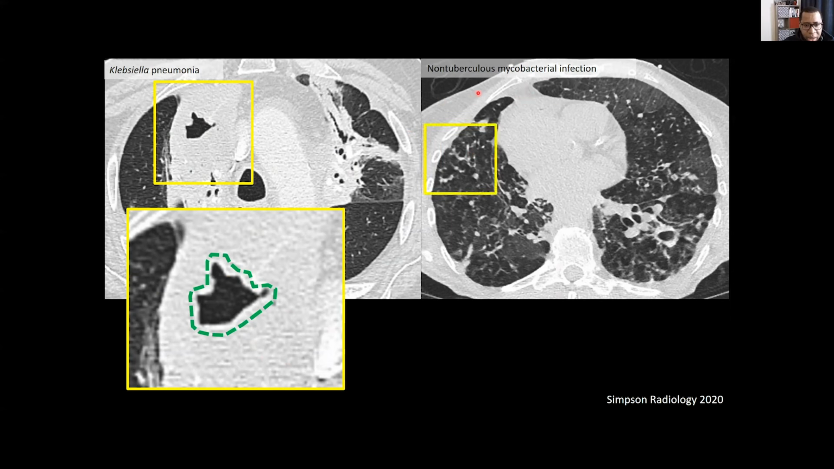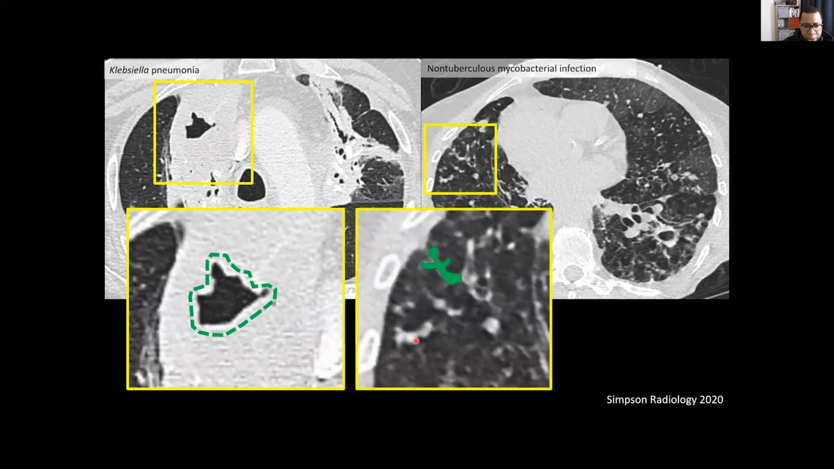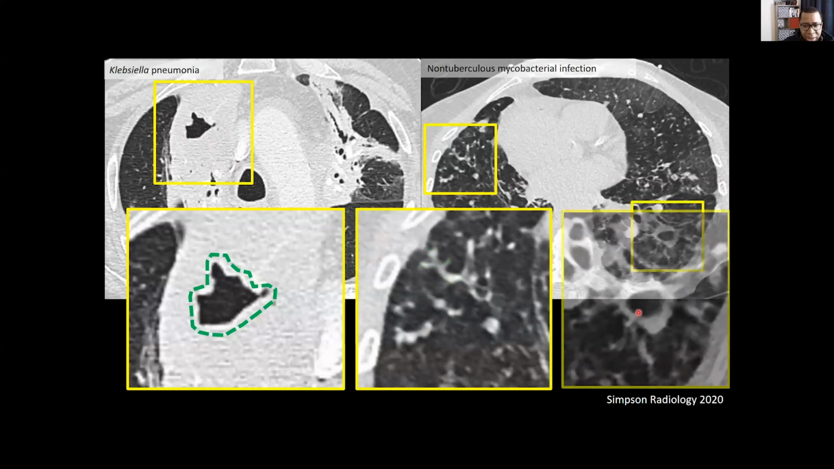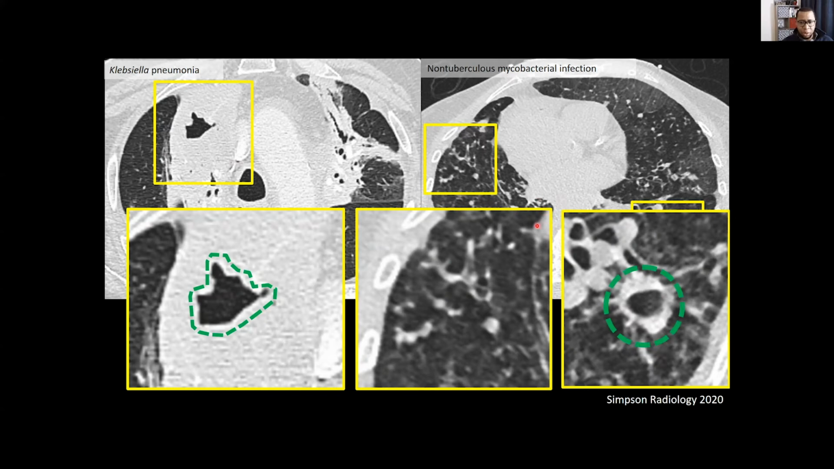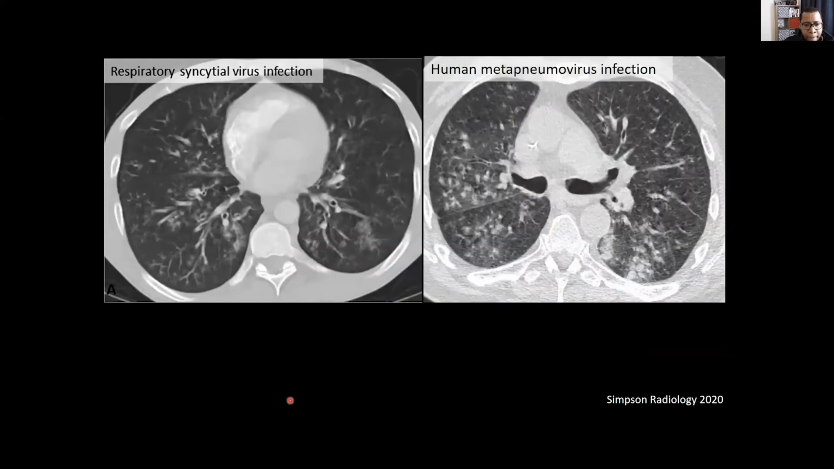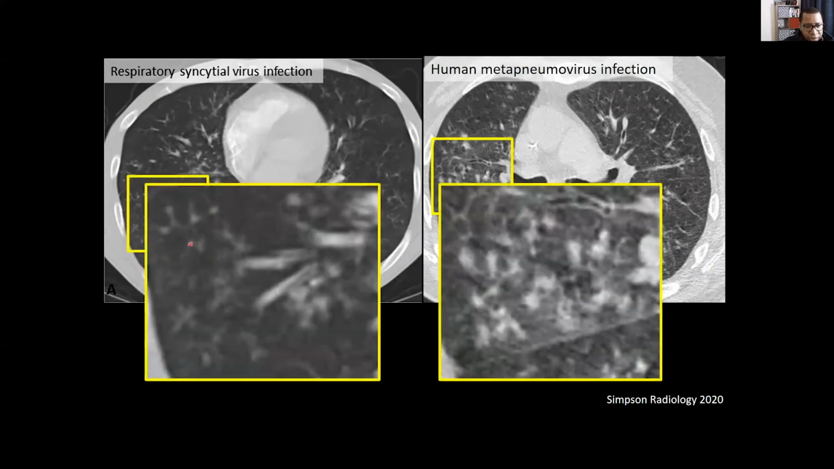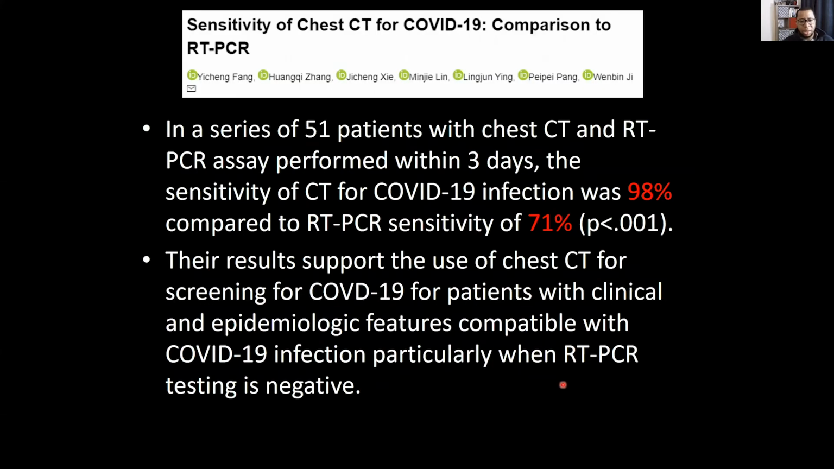Patient to the right, non-tuberculous mycobacterial infection with tree-in-bud opacities and some cavitation. These are atypical findings of COVID-19 pneumonia that should make you think of other things. Remember, most other viral infections in the lungs cause ground glass opacities. In this case, RSV has some nodules here, which should make you think less of COVID, as well as here, this peribronchial nodular ground glass and consolidated opacities should make you think less of COVID.